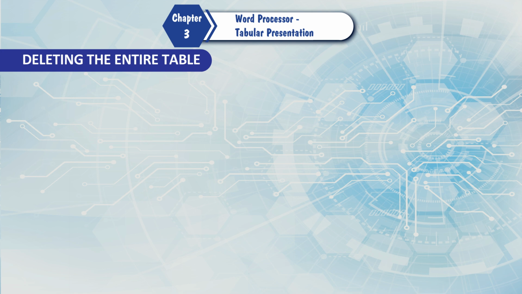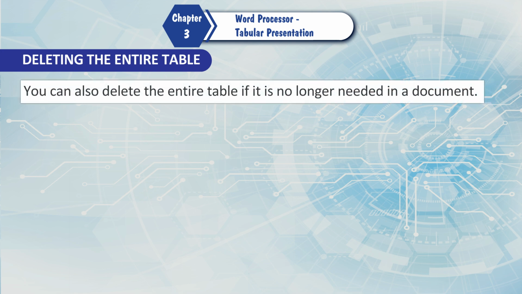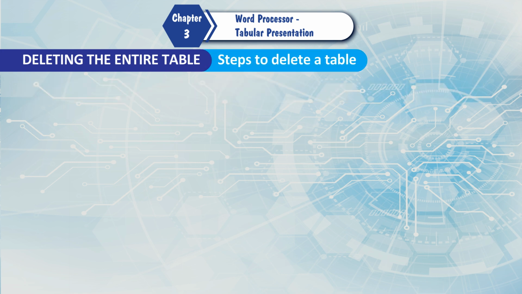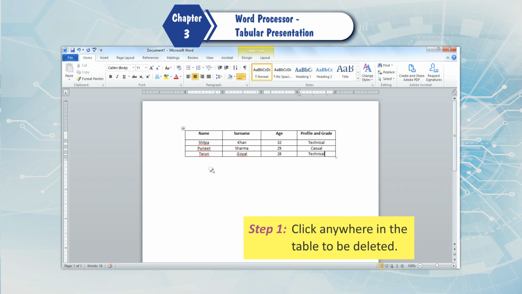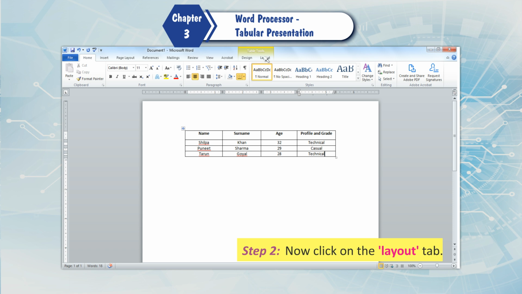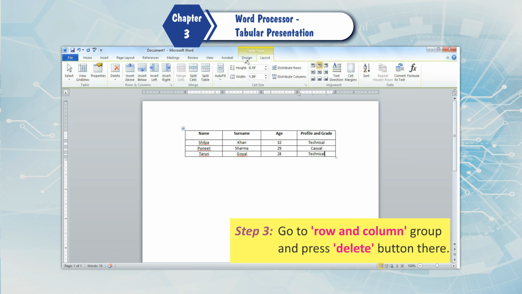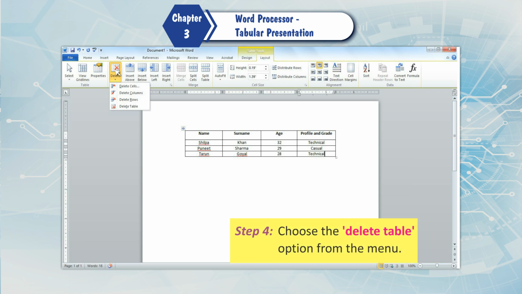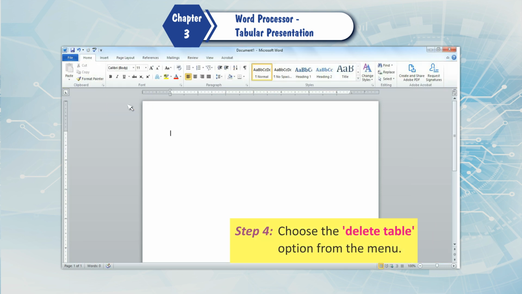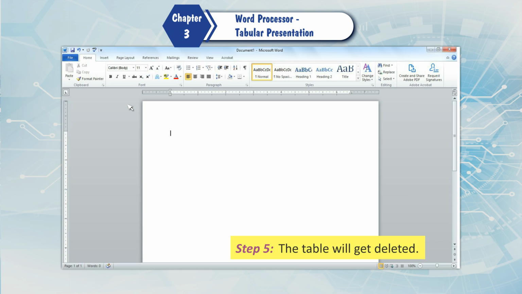Deleting the entire table. You can also delete the entire table if it is no longer needed in a document. Steps to delete a table. Click anywhere in the table to be deleted. Now click on the Layout tab. Go to the Rows and Columns group and press the Delete button there. Choose the Delete Table option from the menu. The table will get deleted.